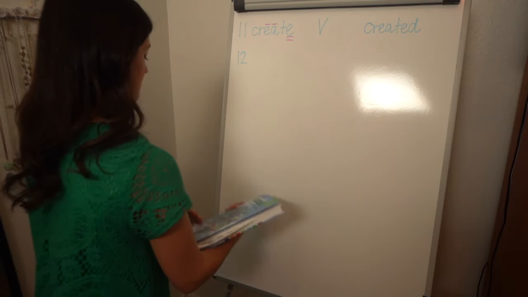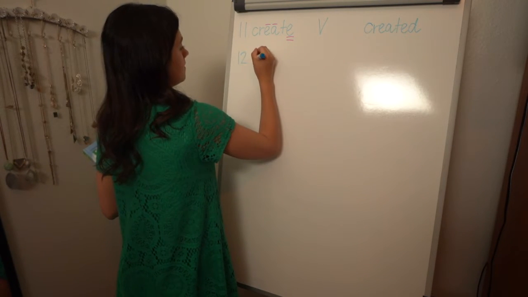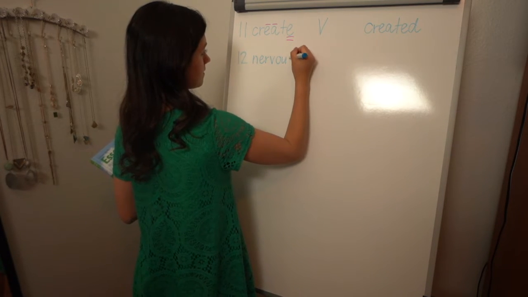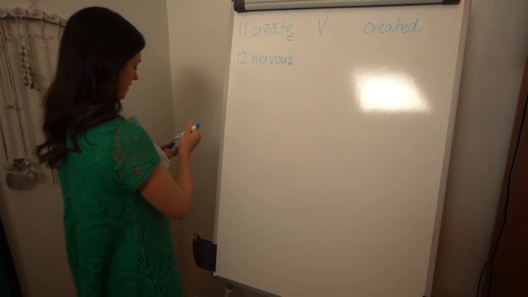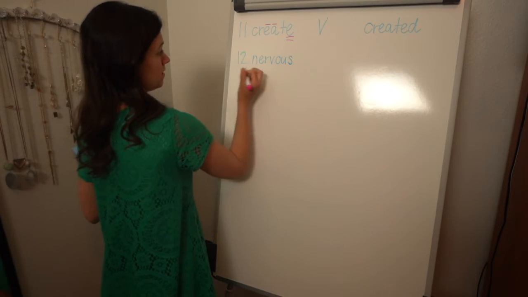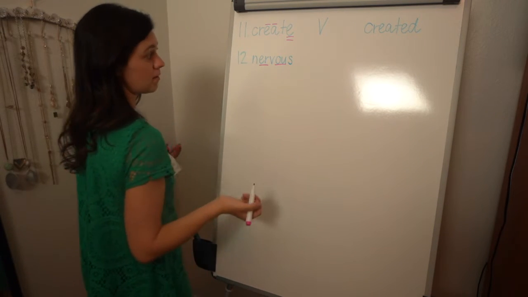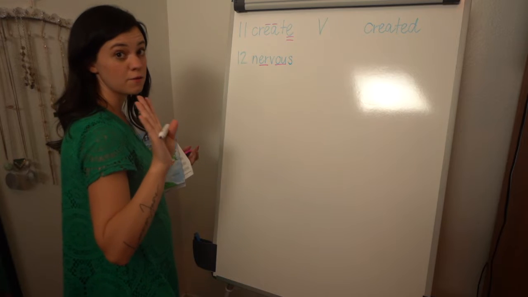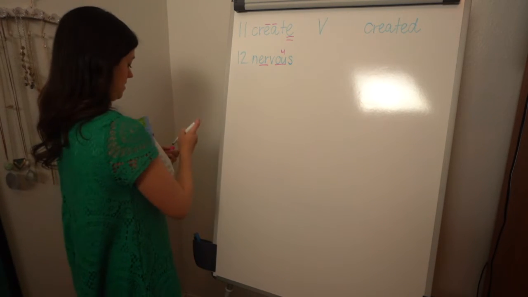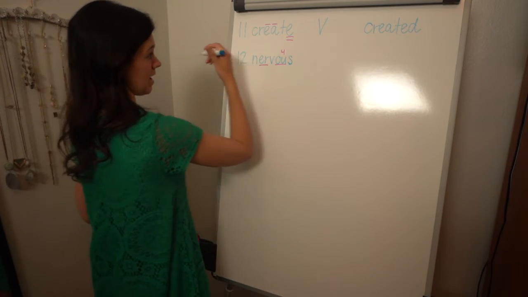All right, let's try to write nervous together. Nervous. Okay, so to mark this one, we're going to underline our ER. We're also going to underline our OU. Now, our OU is saying its 4th sound, so we're also going to put a 4 on top of that. All right, now nervous is an adjective.